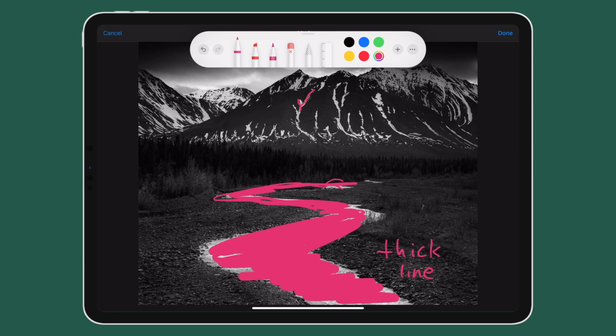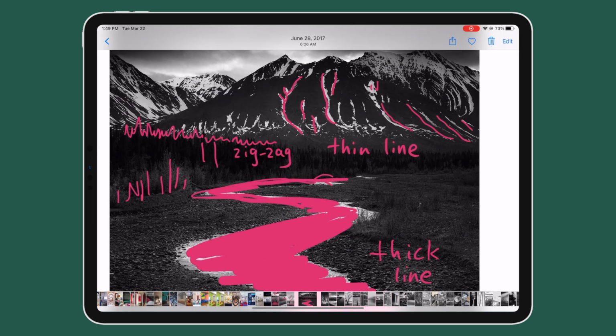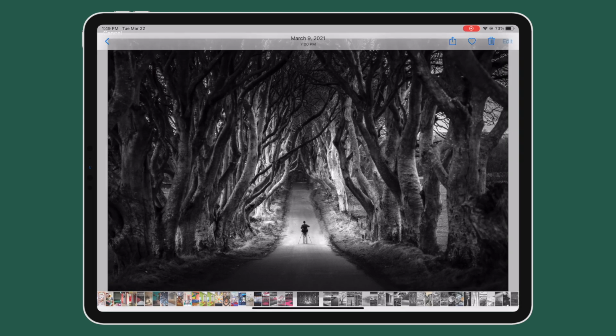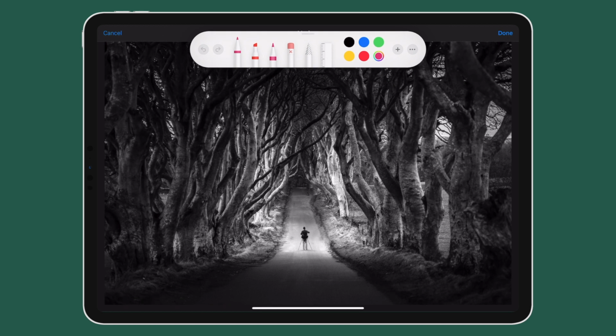You can see lines of the snow. Thin line. You can also see lines on the grass. You can see the outline of the trees. It kind of looks like zigzag. You can see thick line, thin line. Wow, look at this line. Curvy line, organic lines, thick and thin.